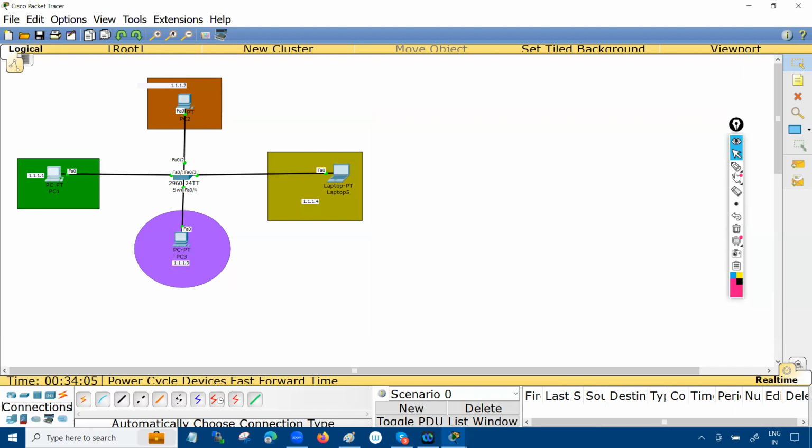In the case of a hub, what happened? In the case of a hub, let me explain it over here.